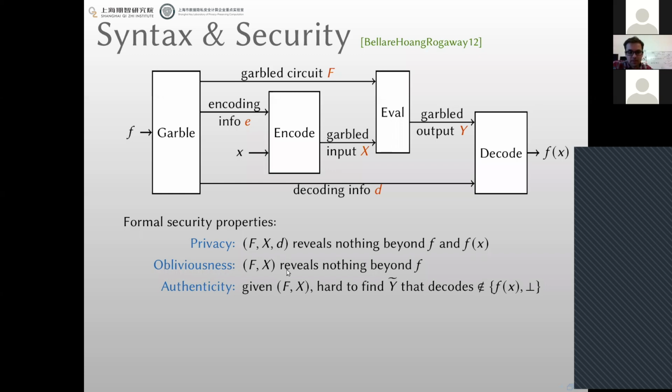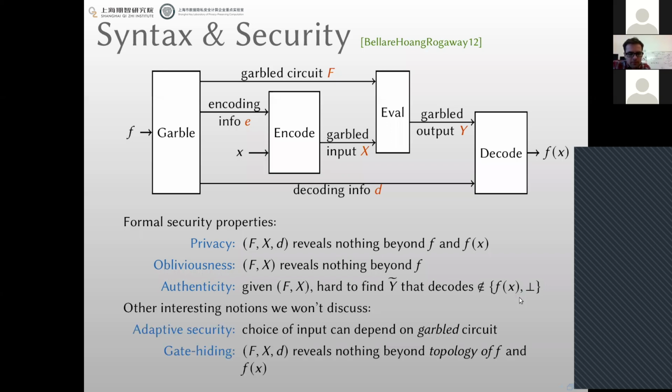Right, so that just means, given the garbled circuit and a garbled input, it's hard to find any valid output wire labels except the wire label that encodes the correct output. So that's called authenticity. Sometimes that can be a useful property as well. There are other properties that we won't get into. You should just know that these exist, but we won't talk about them.